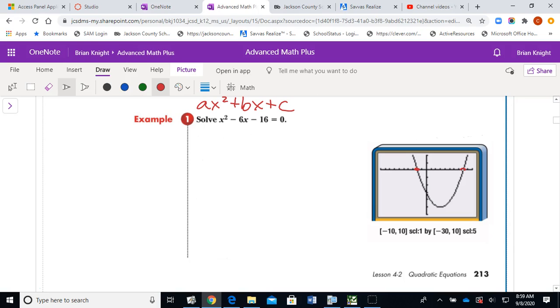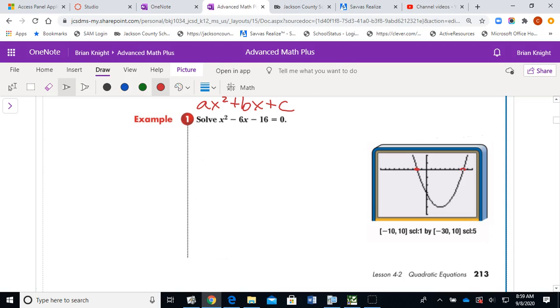Factoring only works if you can factor it. Sometimes you can't factor it. And graphing only works if your answers are real. If the answers are real, they will cross the x-axis. If your answers are imaginary, they won't cross the x-axis. The graph won't cross the x-axis at all.